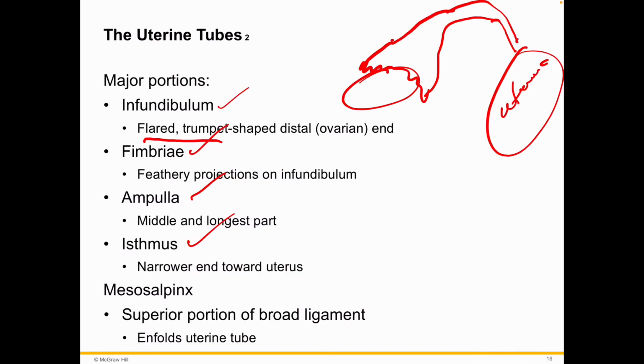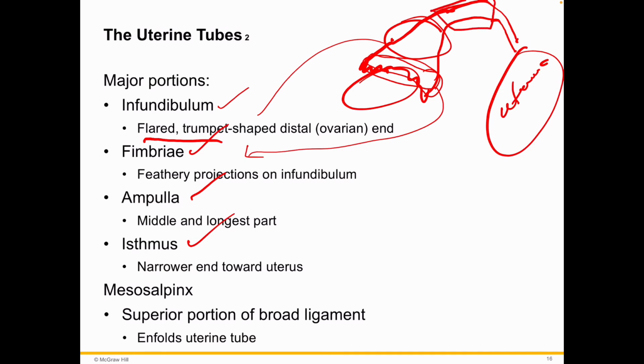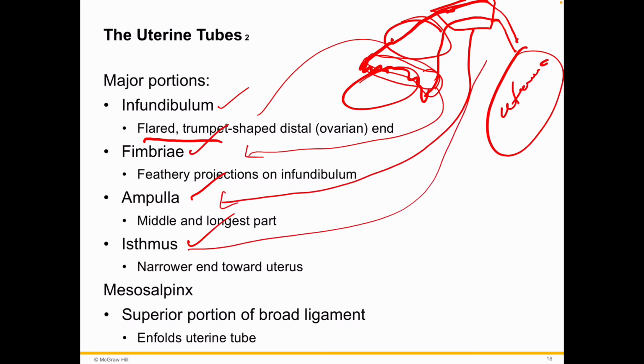Okay, so it's a flared, trumpet-ish area right here, the infundibulum of the uterine tube. So over here, little finger-like projections of the fimbriae, the ampulla. It's the middle portion, the long haul part. The isthmus is where it turns sharply and gets really thin before we enter into the uterus. The mesosalpinx is the superior portion of the broad ligament, and it enfolds the uterine tube itself. So it's not really part of it, but it is accessory.